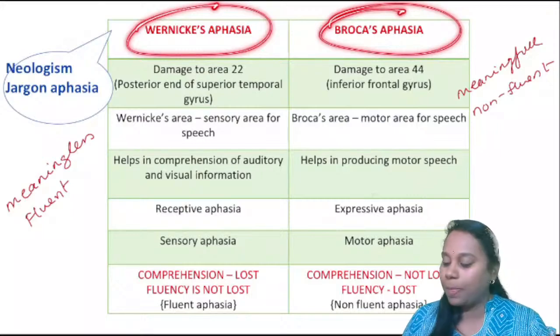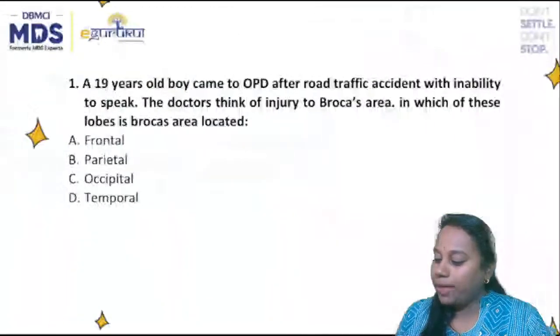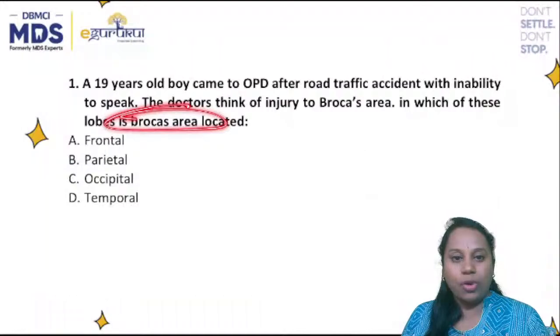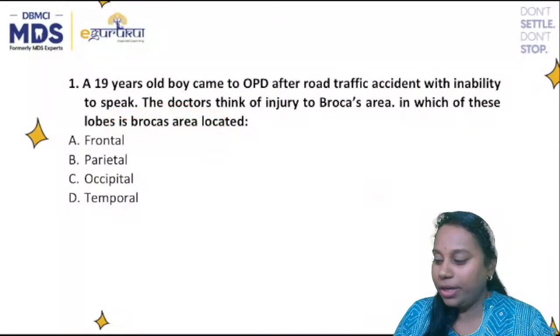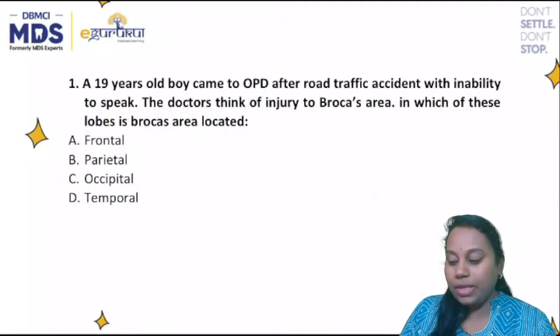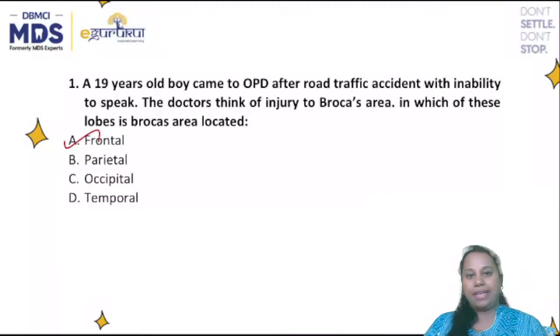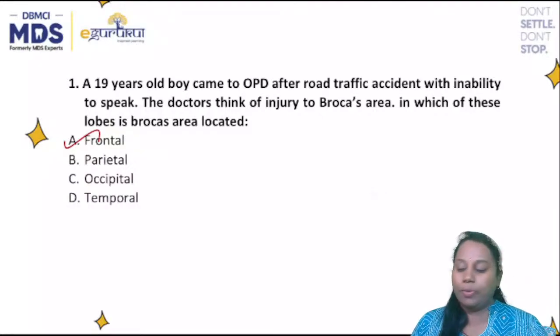Over to the question. There is damage to Broca's area. Where is Broca's area located? Yes, on the inferior frontal gyrus. It is on your frontal lobe.